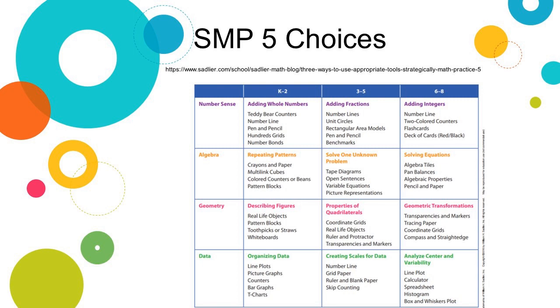One way to help students use appropriate tools is by teaching them about geometric transformations. When you work with your students on using different tools to experiment and solve problems with transformations, you could use transparencies or tracing paper to copy the figures, cardstock to cut out the figures, coordinate grids for graphing the figures, and a compass and a straight edge with a blank sheet of paper to redraw the figures.